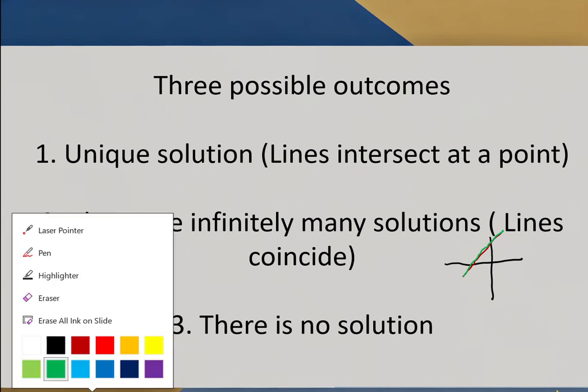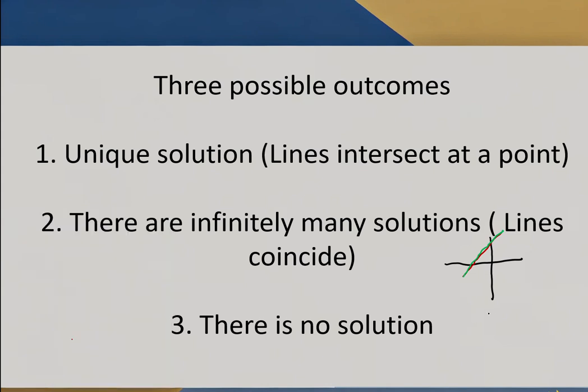And then the next one is that we have no solutions. That means I've got one line going this way, and I've got another line going here, and they are parallel to each other. So that means they will never meet.